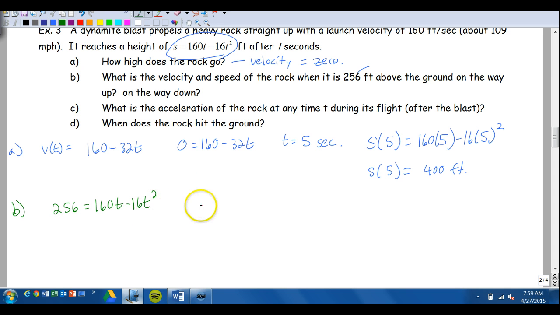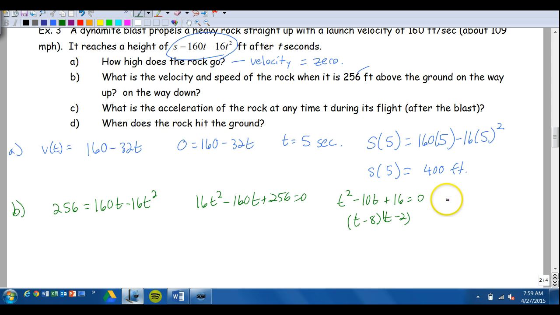I have a quadratic here, 16t squared minus 160t plus 256 equals 0. You can divide everything by 16, so you get t squared minus 10t plus 16 equals 0. You can factor this, two numbers, 8 and 2. t minus 8 and t minus 2. So that means that we want t equals 2 seconds, t equals 8.